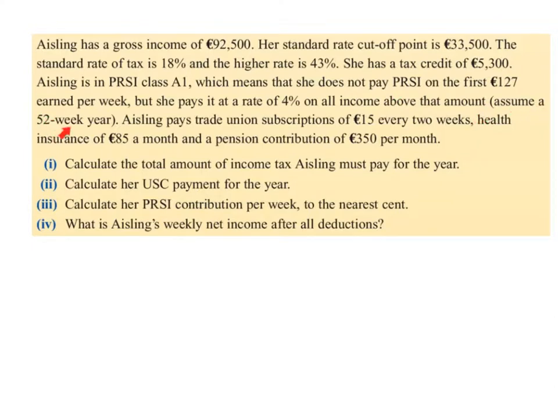Assume a 52-week year. Aisling pays trade union subscriptions of €15 every 2 weeks, health insurance of €85 a month, and a pension contribution of €350 a month. We want to calculate the total amount of income tax she must pay for the year, her USC payment for the year, PRSI contribution per week, and her weekly net income after all the deductions.